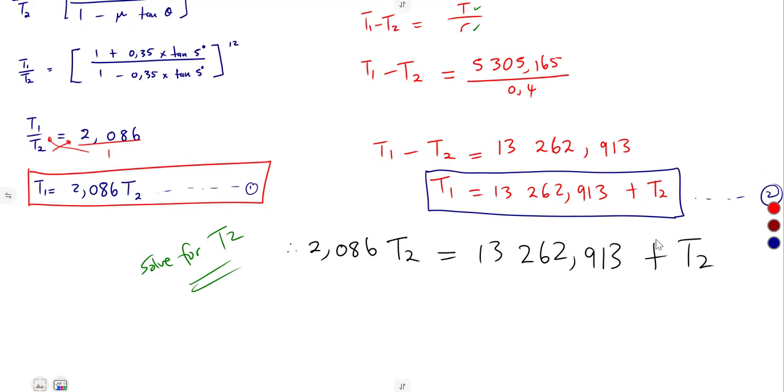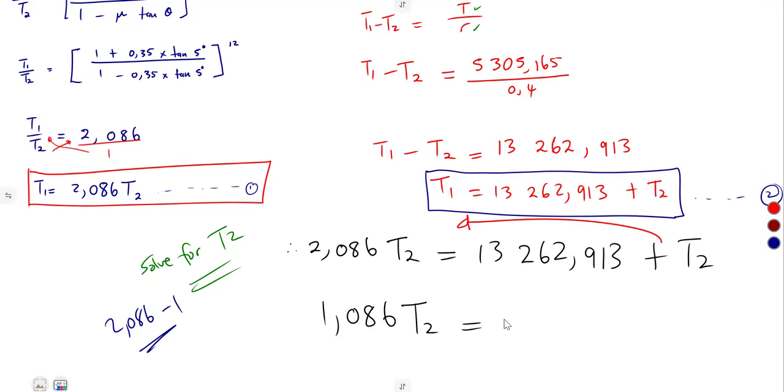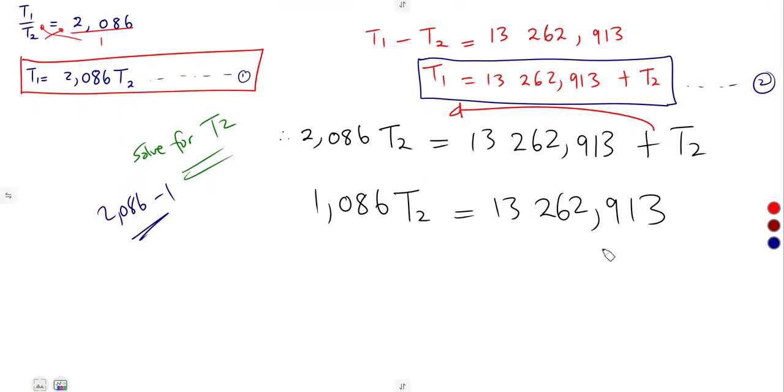So that's it. Take T2 to the other side. It's going to be a negative. So that's 2.086 minus 1, which will give us 1.086. But remember, it is T2. And that's equal to this on the right-hand side. So to find T2, simply divide as we have got a product. All right, so that's it. We are done.